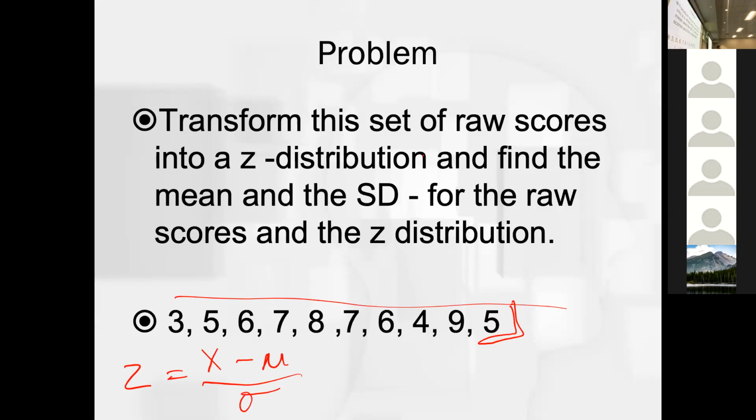And I don't have the standard deviation. Well, do I have the variance? Nope, I don't have the variance. I need the variance. To get the variance, I need the sum of squares. Do I have the sum of squares? Nope, I don't have that either.